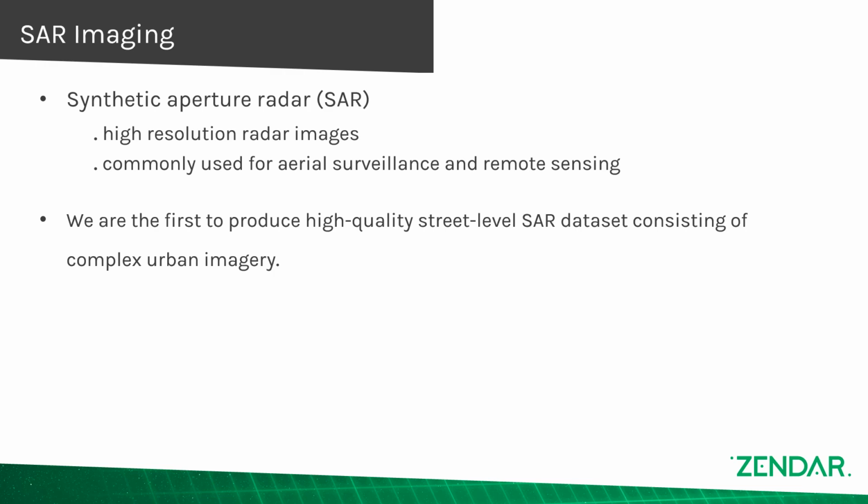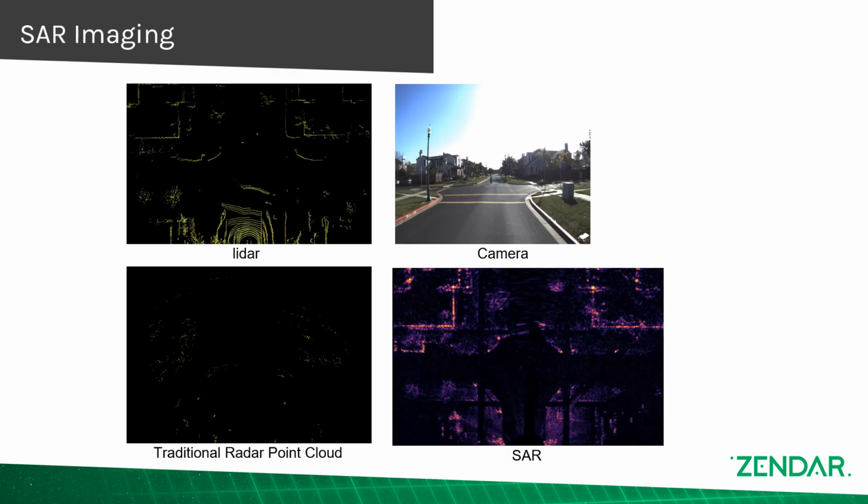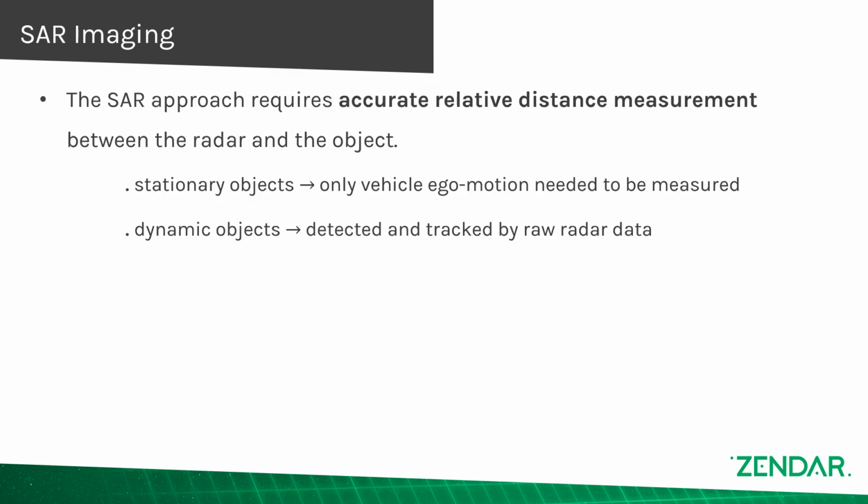However, to the best of our knowledge, we are the first to produce a high-quality street-level SAR dataset consisting of complex urban imagery. In the bottom right, you can see the SAR image of the same scene. As you can see, it is dense and contains rich semantic information of the scene to be utilized by radar perception algorithms. The SAR approach requires accurate relative distance measurement between the radar and the object. For stationary objects, all we need to measure is the vehicle's motion, and this can be achieved using the GPS IMU system available on the car.